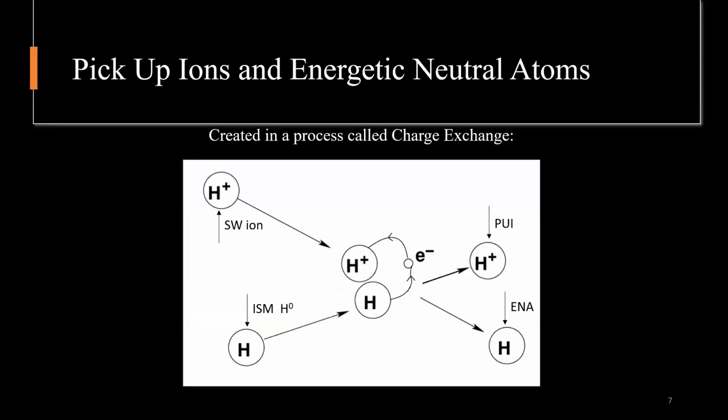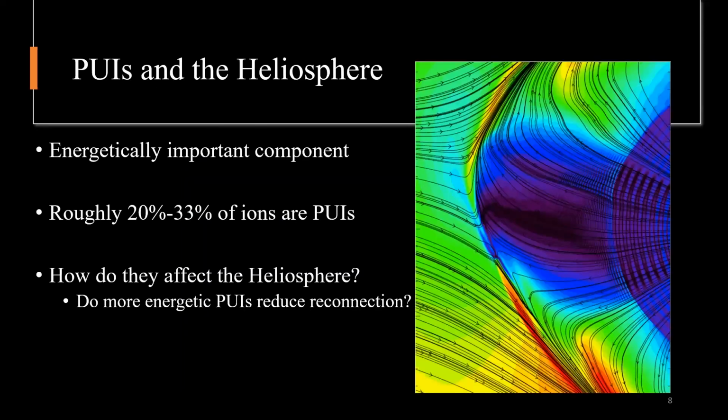And now the players in the system are the pickup ions. They're created in the heliosphere whenever a solar wind ion collides with an interstellar medium neutral hydrogen atom, stripping away the electron, taking it away, leaving this newly made ion to get picked up by the local magnetic field. So now, from observations from spacecraft like Cassini and New Horizons, we know that they're an energetically important component of the heliosphere. We also know that comparatively to other ions, they're a numerically small component.